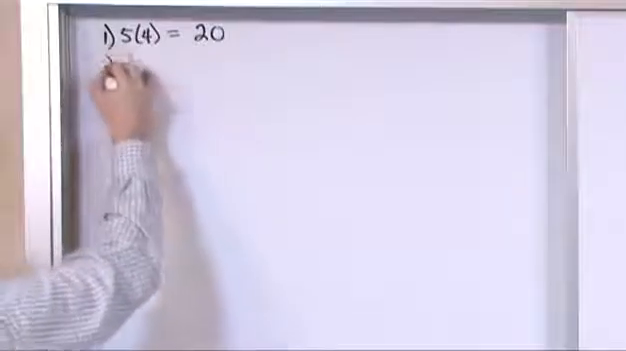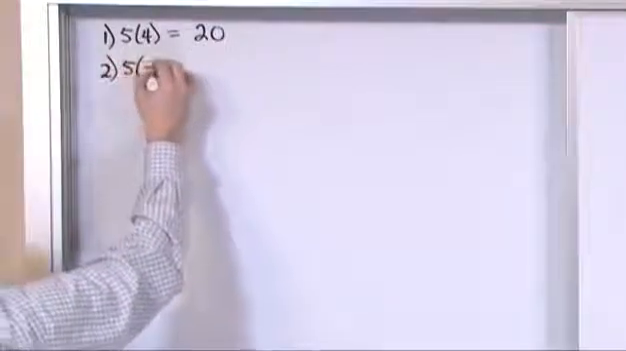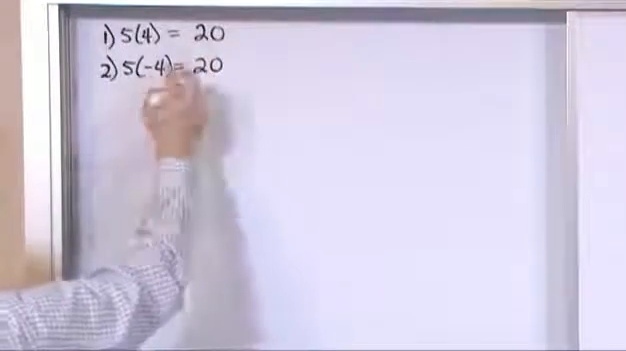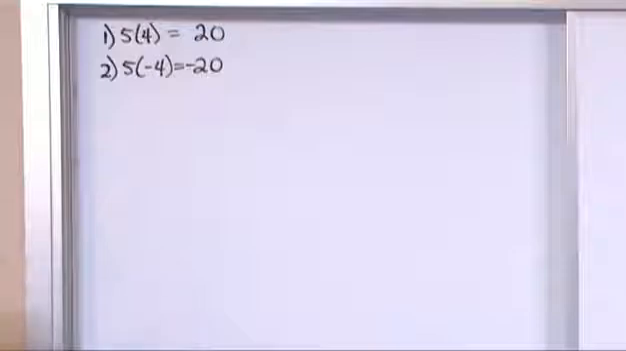Now, what if we had 5 times negative 4? Well, again, we're going to have 20 as the answer, but the signs are different. So we're going to have a negative sign in our answer, negative 20.